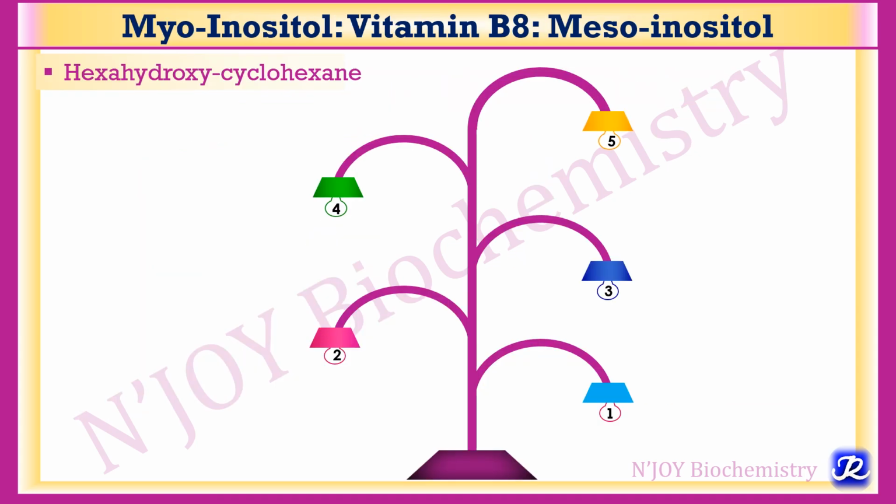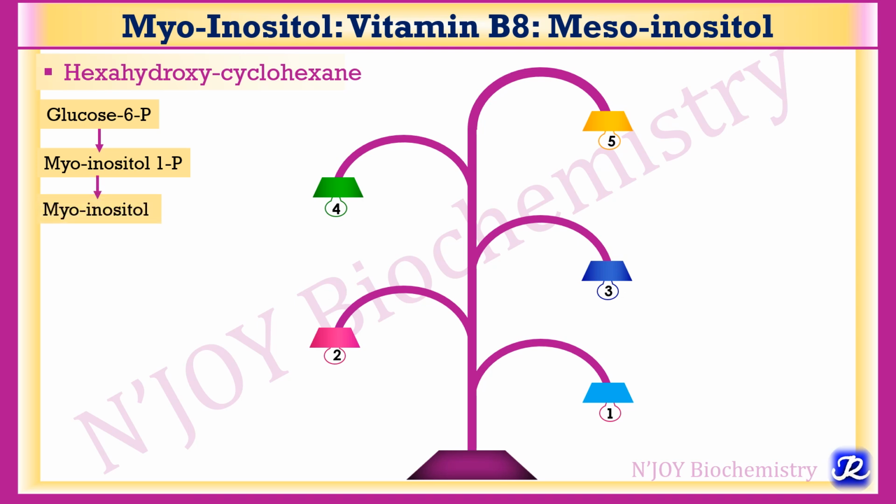Now coming to myoinositol, it is called vitamin B8 or mesoinositol. It is hexahydroxycyclohexane. It is synthesized in the kidney in 2 steps. In the first step, glucose 6-phosphate is isomerized by the inositol 3-phosphate synthase enzyme to myoinositol 1-phosphate, and in the second step, the myoinositol 1-phosphate is dephosphorylated by inositol monophosphatase enzyme to give free inositol.